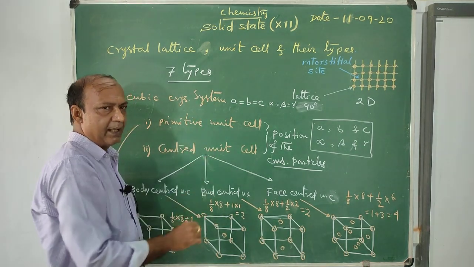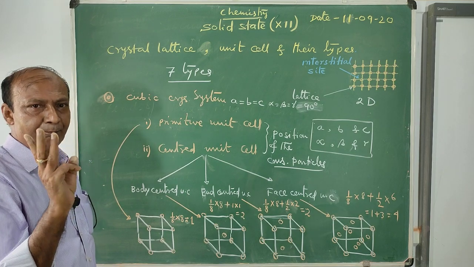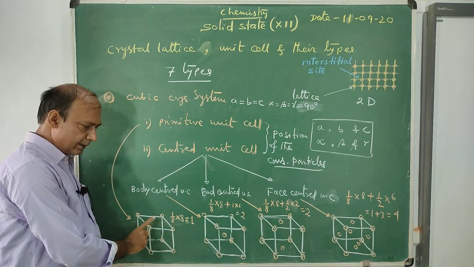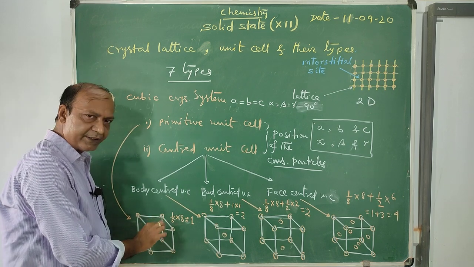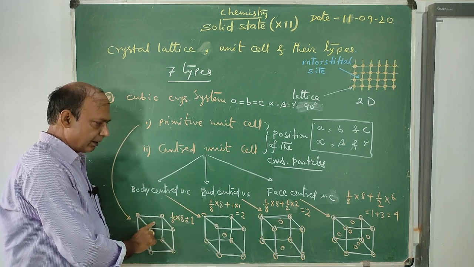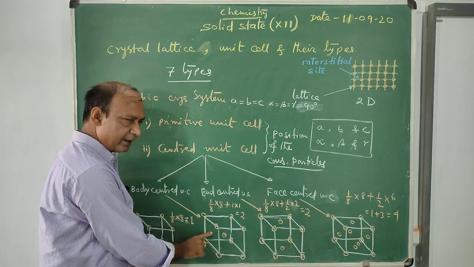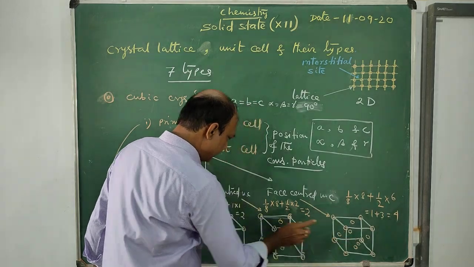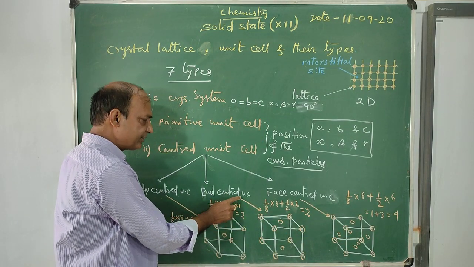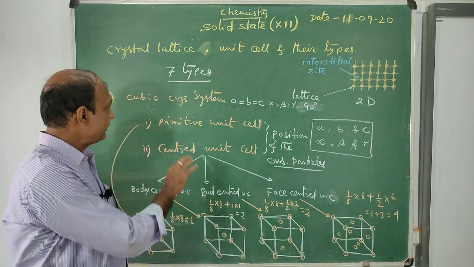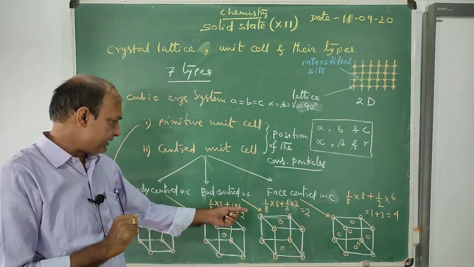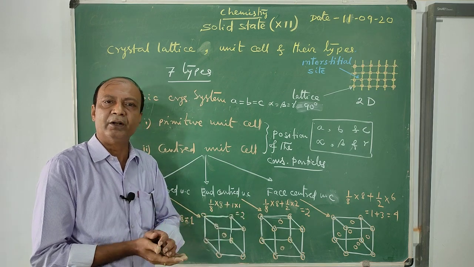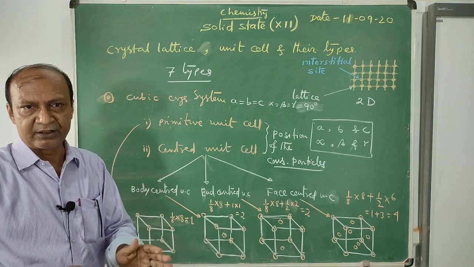The cubic crystal system has 3 types of unit cell based on the position of the particles. Number 1, the primitive unit cell or simple cubic unit cell. Number 2, the body-centered cubic unit cell, and number 3, the face-centered cubic unit cell. You will not find the end-centered cubic unit cell in the cubic crystal system. This end-centered unit cell you will find in other crystal systems.